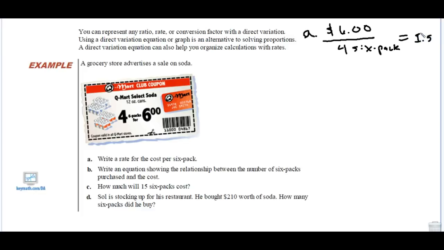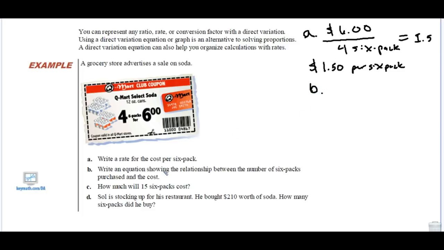1.5 is going to be my answer, 1.5. And you say, well, what does that really mean? Well, we can say that is going to be $1.50 per 6-pack. Which makes sense, right? If I take $1.50 plus $1.50 four times, I would end up with $6. So it's going to be $1.50 per 6-pack. So we just take 6 divided by 4 and we get that rate.